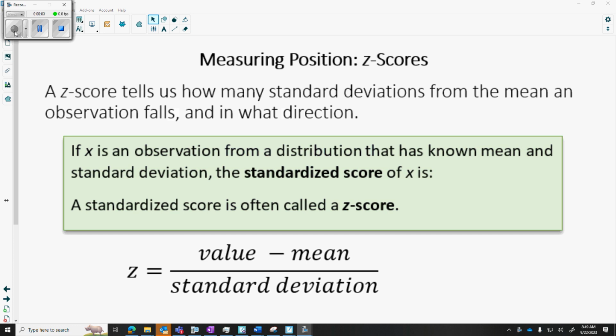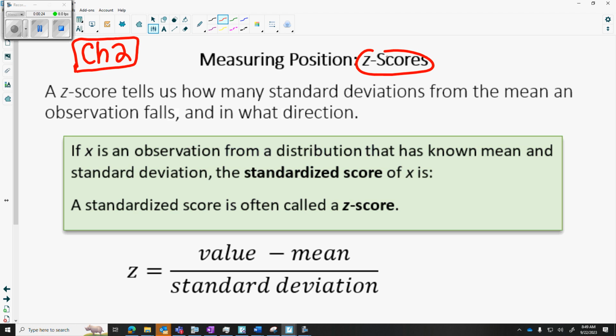Hey everyone, we are going to start the introduction of some very important notes for Chapter 2. Chapter 2 focuses on the bell curve, and we're about to get into a very important calculation we're going to need to know how to do in order to apply it to the bell curve, and that is called the z-score.